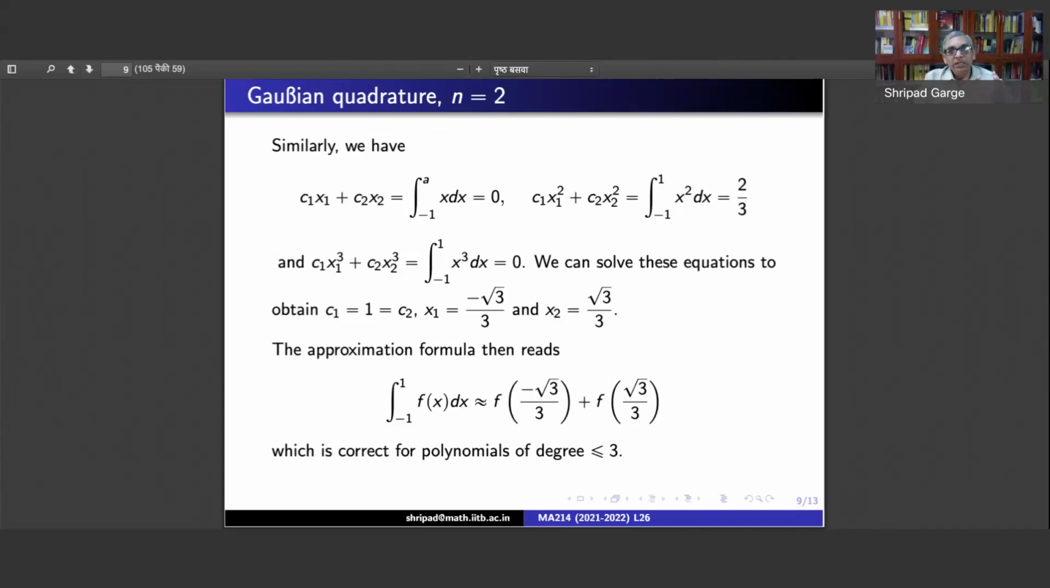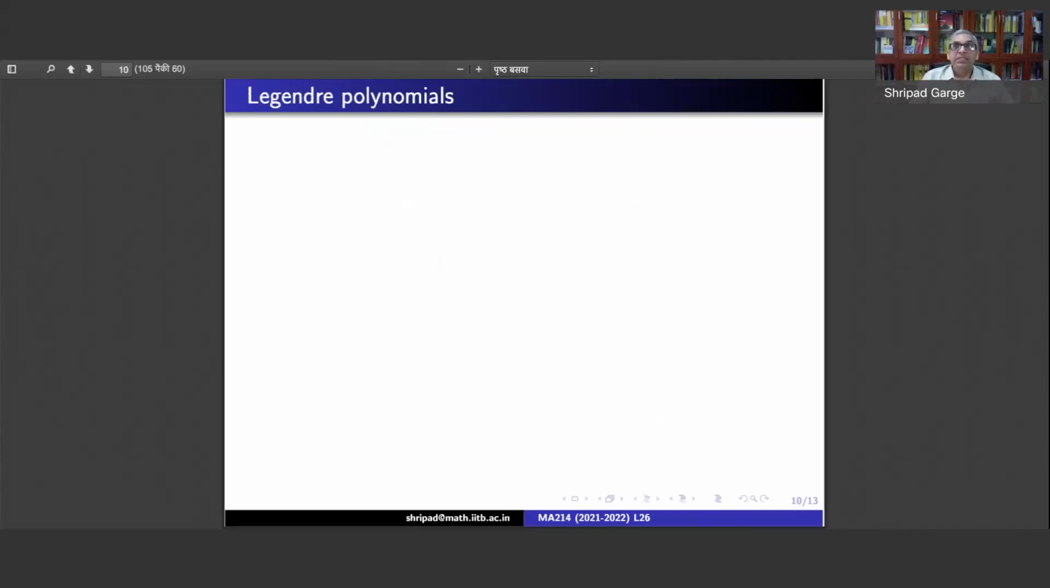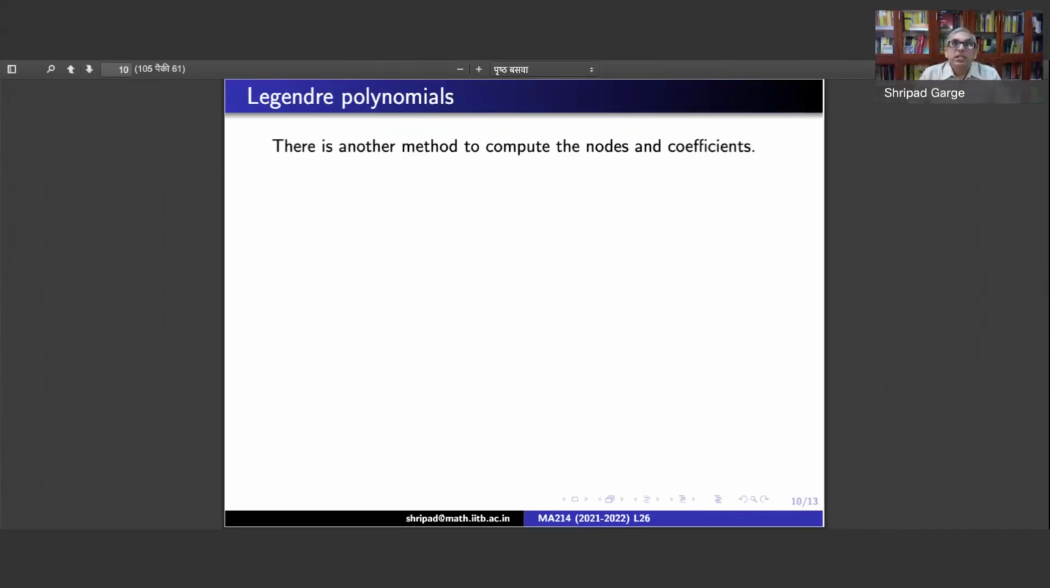If you are keeping the integration limits to be minus 1 to 1, you will have to solve many such equations and then you will get the solutions. But there is one more way to compute these xi and ci. This is obtained by something called Legendre polynomials. These polynomials will show up again later in our course when we do the numerical solutions to differential equations. But this is one time where we are going to see some very nice applications of these Legendre polynomials.